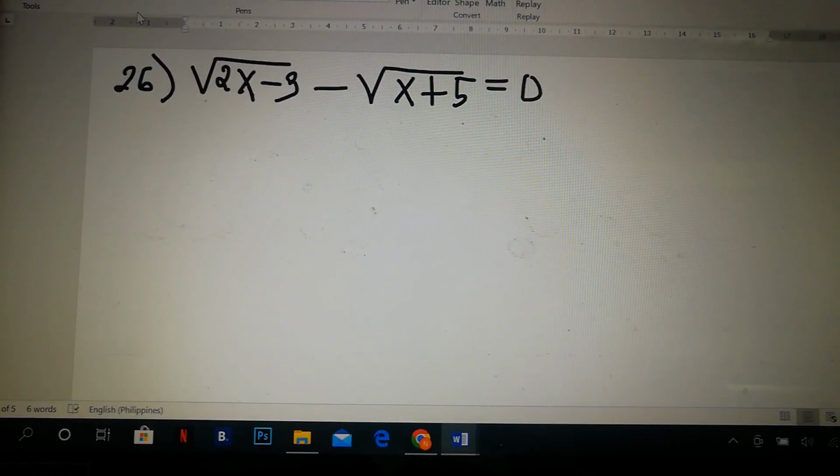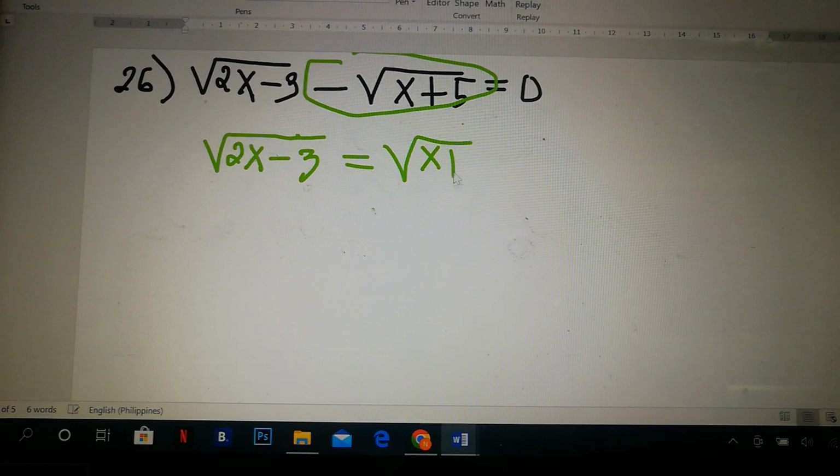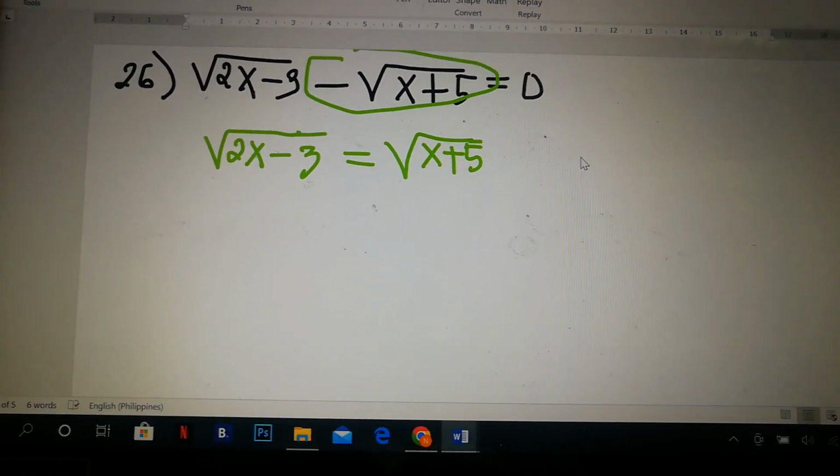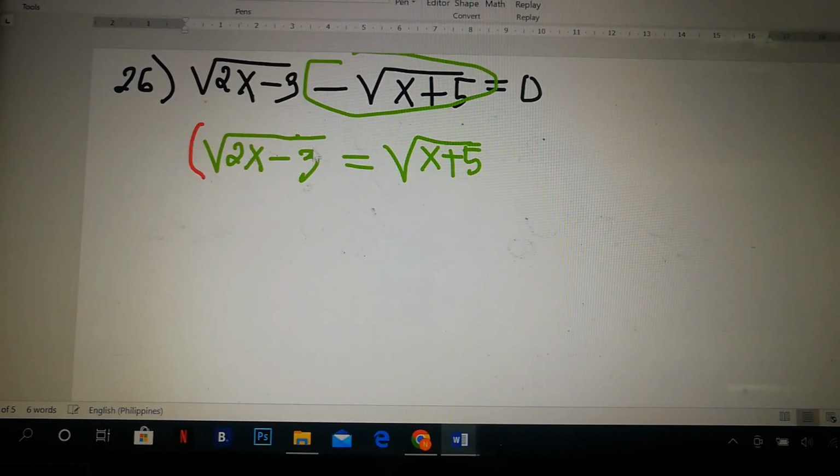Okay, so you transpose the second term. So square root of 2x minus 3. Transpose the negative square root of x plus 5, that becomes positive on the other side, square root of x plus 5. Okay, so to remove the radical, we just simply square both sides of the equation. So square the left side, square the right side.